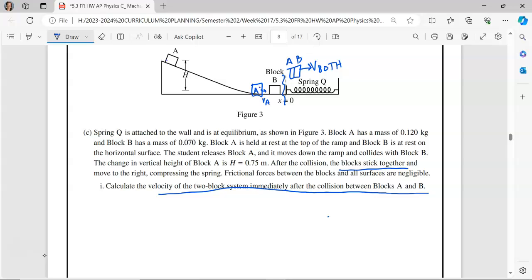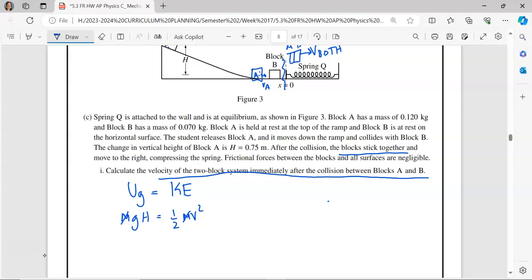Okay, so first we're going to need to find the velocity of A at the bottom of this ramp. Anytime things are changing positions and velocities, I love to use energy conservation. So UG is going to be equal to KE for block A. So mgh equals 1/2 mv squared. I'll simplify this, so velocity equals square root of 2gh. I'll put in numbers. g is 10, the height is 0.75, and I get the velocity to be about 3.87 meters per second.